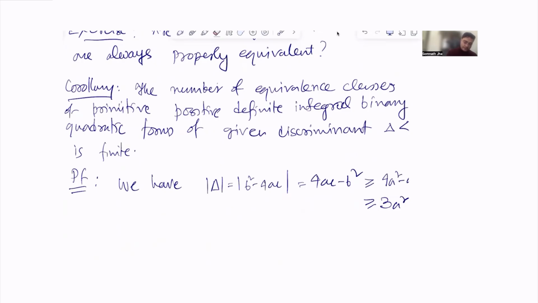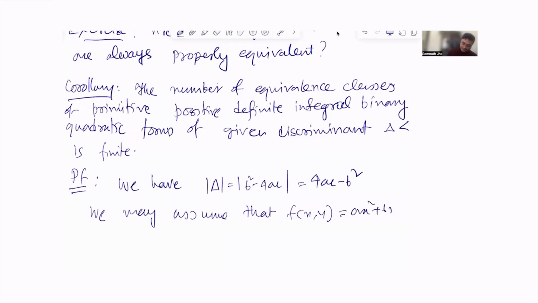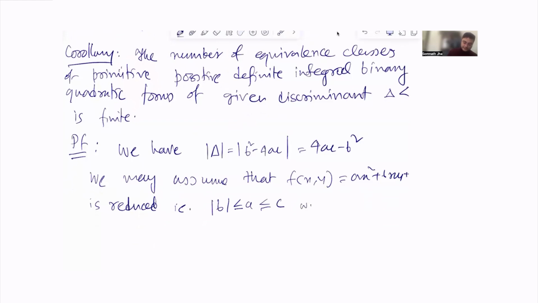And we may assume that f(x,y) equals a x square plus b xy plus c y square is reduced, that is mod b is less than or equal to a, and a is less than or equal to c, with delta equal to b squared minus 4ac.